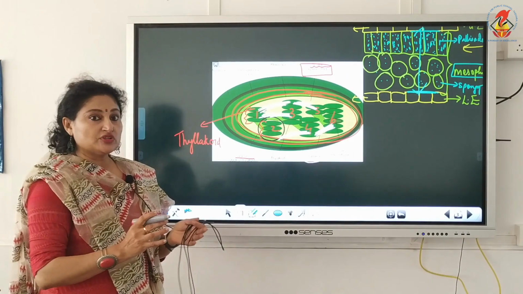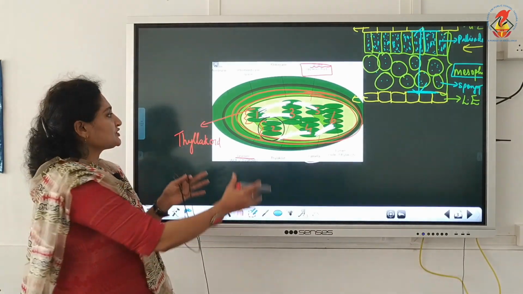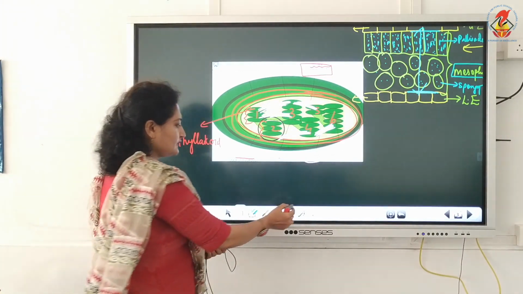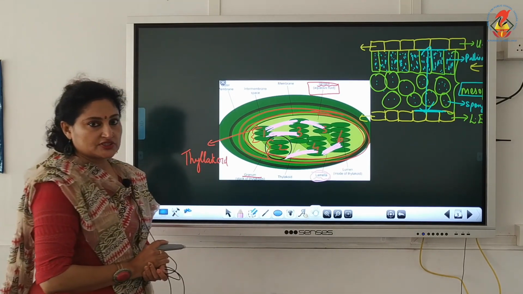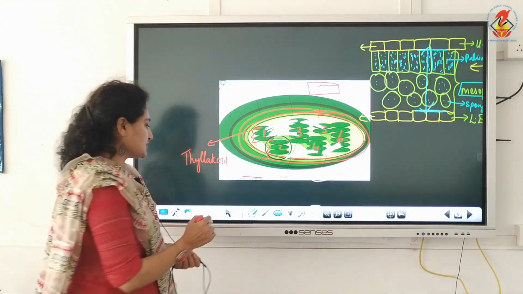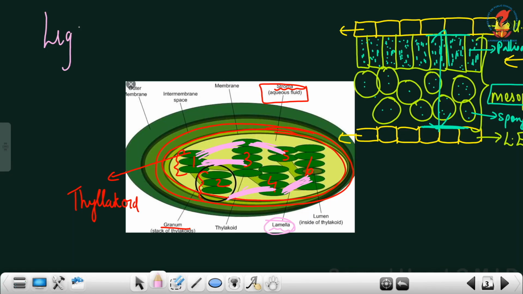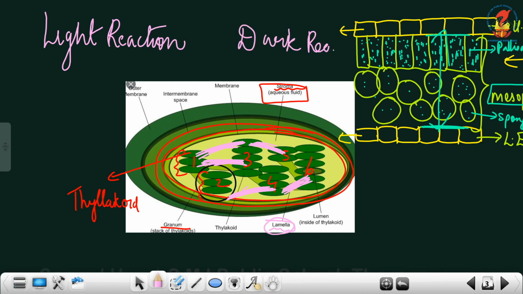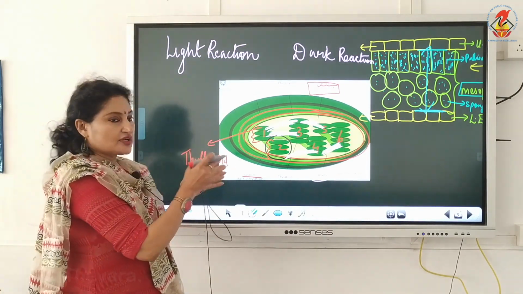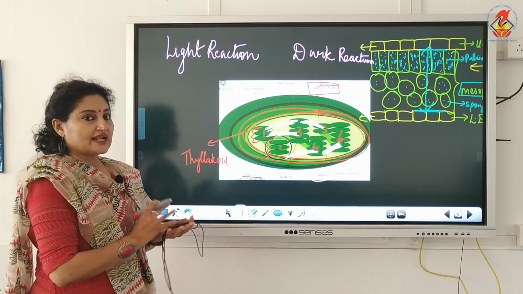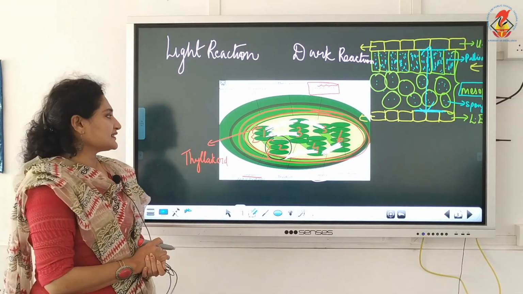Now we are going to see how the process of photosynthesis is occurring in the chloroplast. There is division of labor in the process of photosynthesis. There are two very important phases in photosynthesis. The names of the two phases are: light reaction is the first phase, and the second phase is the dark reaction. These two reactions are occurring inside the chloroplast, and this division is not that in one particular part of the chloroplast it's occurring. In one part light reaction takes place, and in the other part dark reaction takes place.